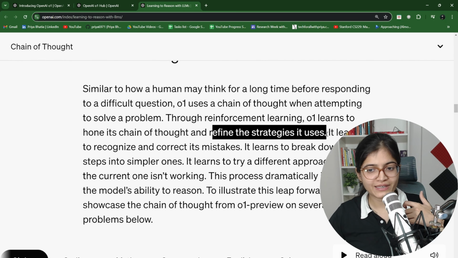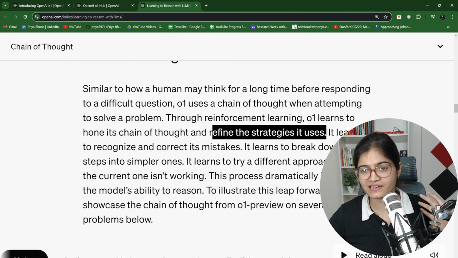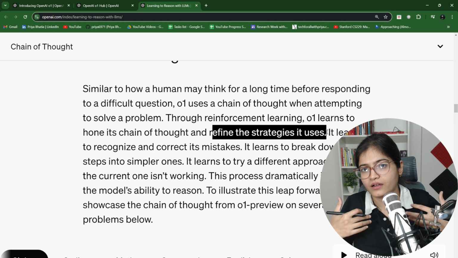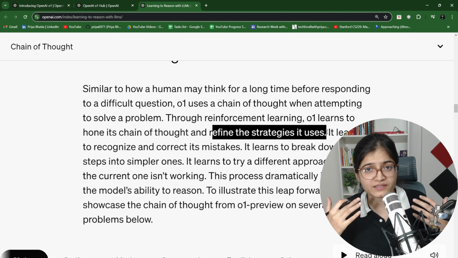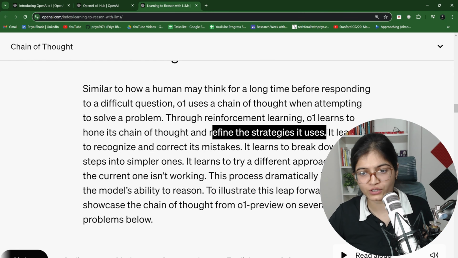So that is why I told you that even though speed-wise it might be compromised, obviously when we as human beings get a difficult problem, we usually spend a lot of time before jumping towards the result. So the same thing is happening over here. They're using a chain of thought concept.